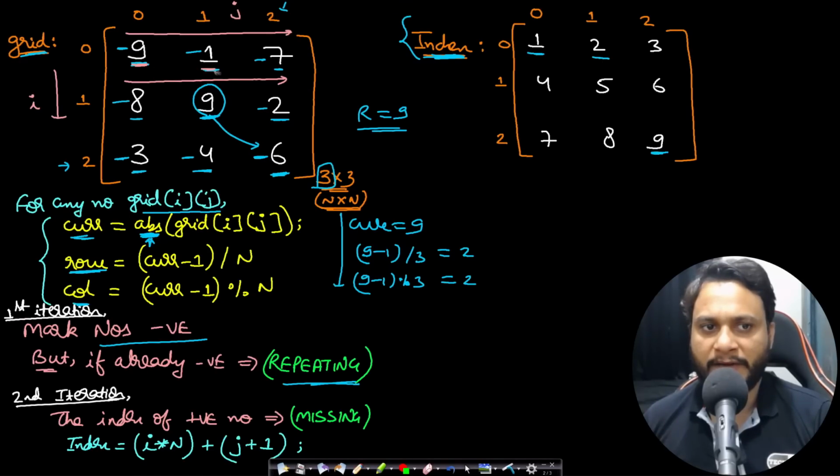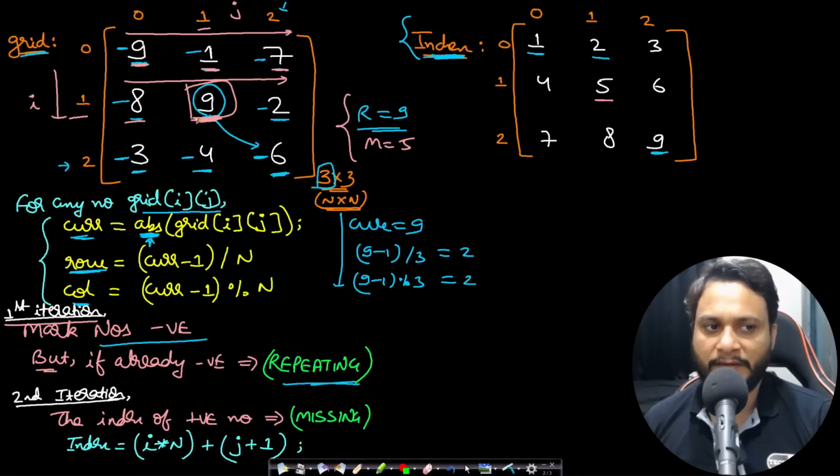And wherever I find a non-negative number, like at this point at 1 comma 1, I found a non-negative number. Therefore, nobody actually held a value which pointed to this 1 comma 1 in iteration number 1. Nobody pointed here. Otherwise it would have been negative, isn't it? So I just have to find the corresponding index of that number, which is 5. And so the missing number must be 5.